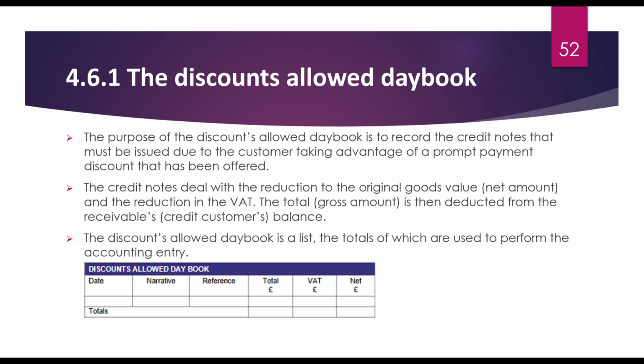For point 6, the discounts allowed daybook. The purpose of the discounts allowed daybook is to record the credit notes that must be issued due to the customer taking advantage of a prompt payment discount that has been offered. The credit notes deal with the reduction to the original goods value, net amount, and the reduction in the VAT. The total, gross amount, is then deducted from the receivables, credit customers, balance. The discounts allowed daybook is a list, the totals of which are used to perform the accounting entry.